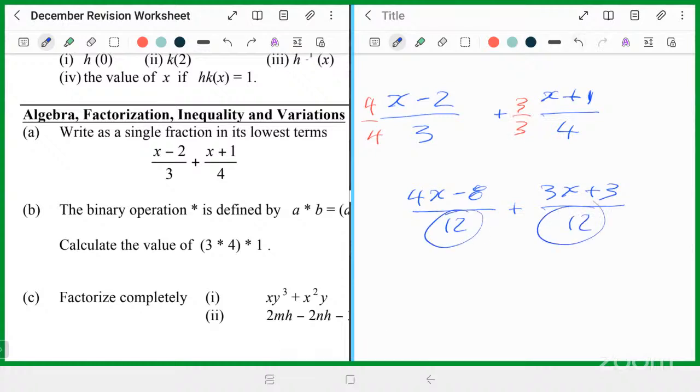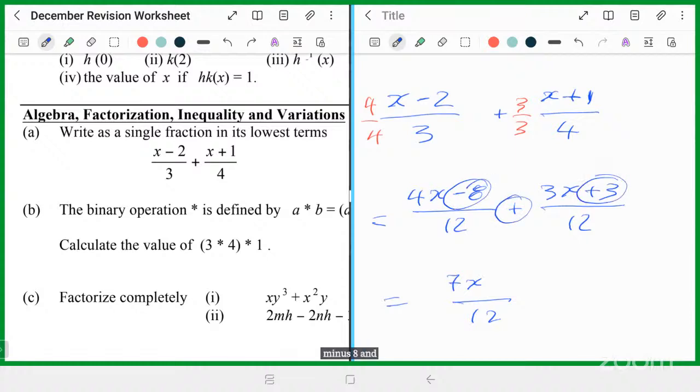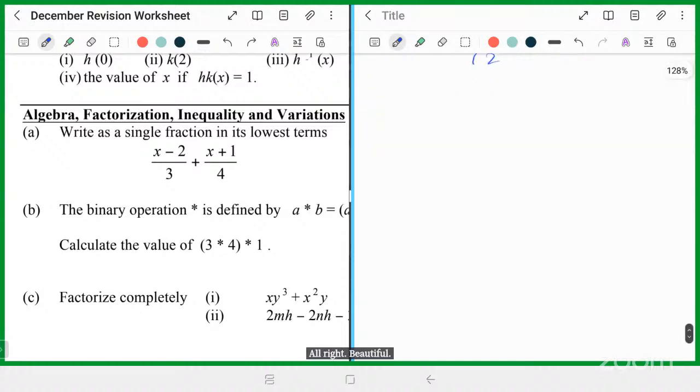So now that they have the same denominator, we can add the two numerators algebraically. So the final result is going to have a denominator of 12, and the 4x plus the 3x is 7x. The negative 8 and this 3 becomes negative 5. Negative 8 plus 3 is negative 5. Minus 5. That is the result right there. That's the answer. Done. 7x minus 5 over 12. Good at that? All right, beautiful. Yeah. All right, part B.